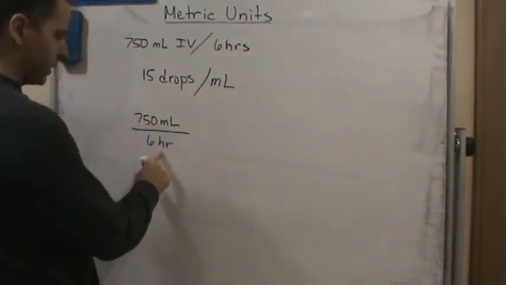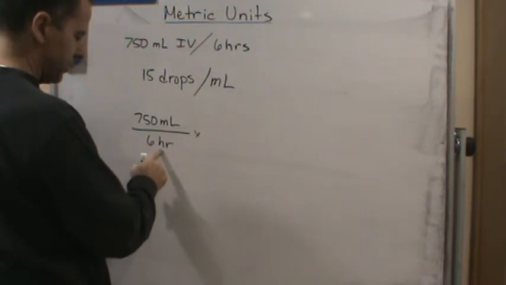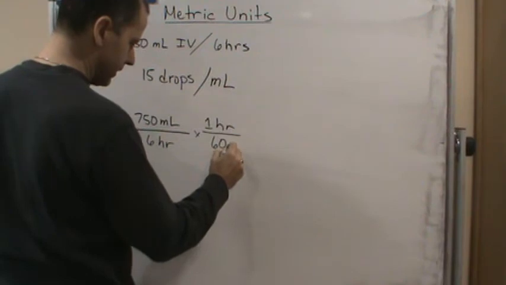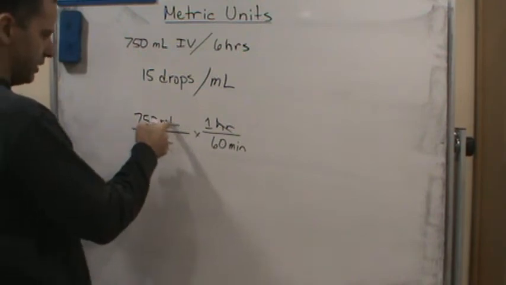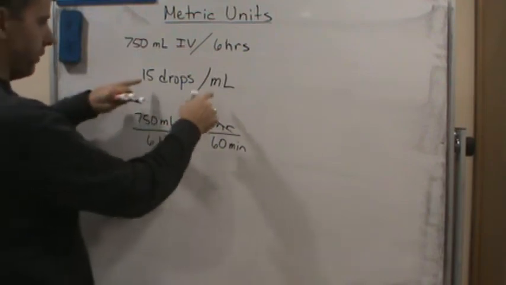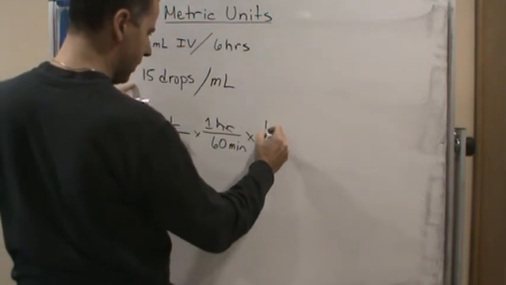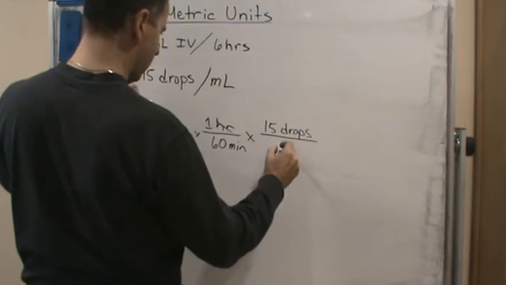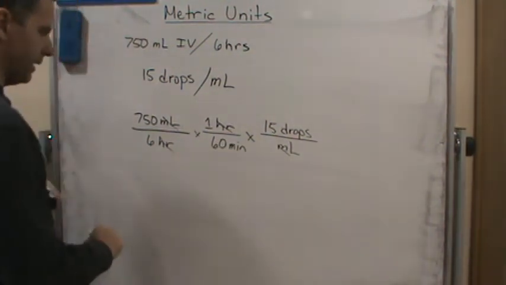So let's get this in the minutes first. It doesn't matter which way you do it, but let's change this to minutes. So 1 hour is 60 minutes. So the hours cancel, so now we've got minutes. Now we've got to change the numerator, the units on top, to drops. And that's where this comes in. So now we just have to write it appropriately. So we want drops on top. So it's 15 drops per milliliter. And so the milliliters cancel, and now we've got drops per minute.